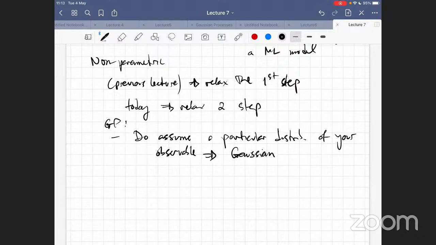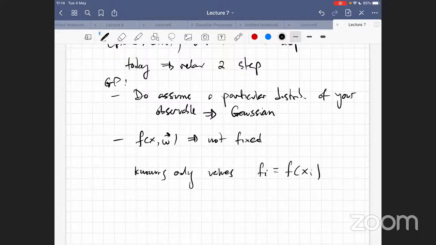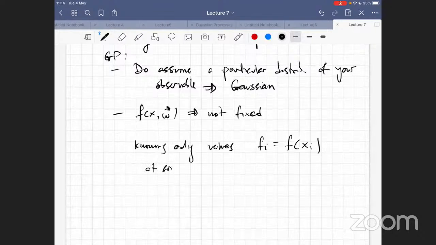So, but now the distribution is assumed to be Gaussian. But now, instead of proposing a function like this, this is not fixed now. Now the strategy is going to be the following. Let's be more modest and content ourselves with knowing only the values of this function, mean, f_i, the values corresponding to x_i at some finite number of points.